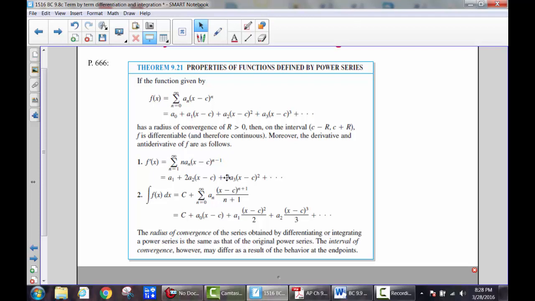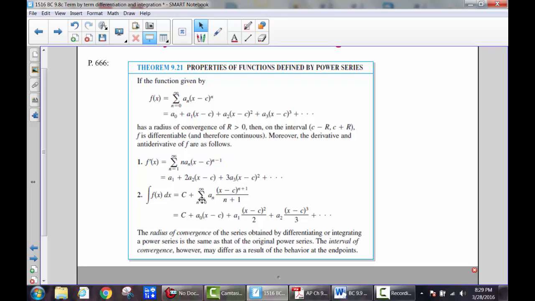And then you're going to have a1, and then you're going to integrate x minus c to the 1, which will give you x minus c to the 2 over 2. And then you're going to have a2, and then you're going to integrate x minus c to get x minus c cubed over 3.